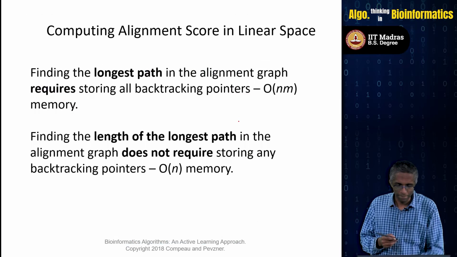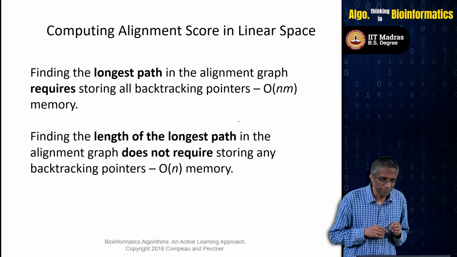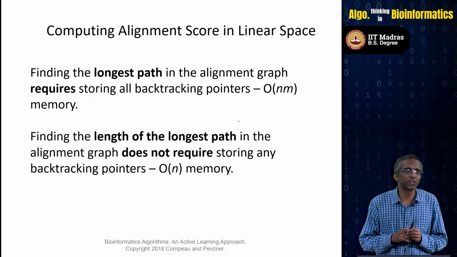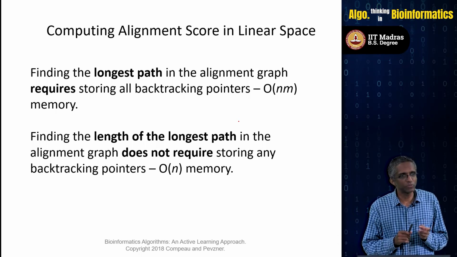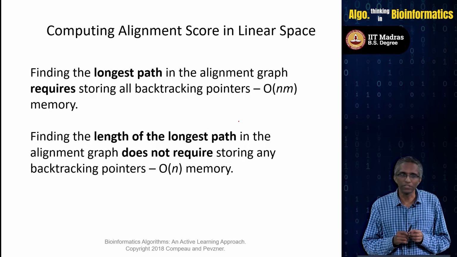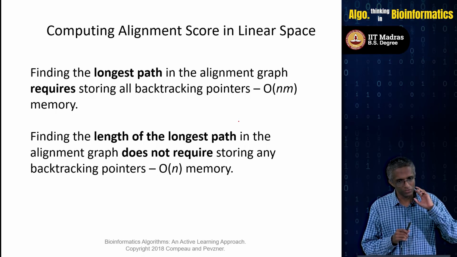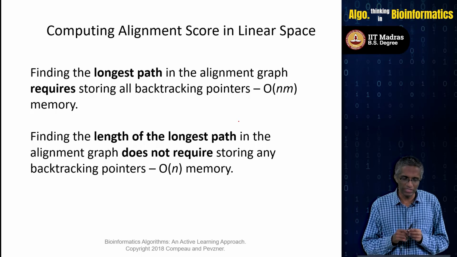And then let's review two things. Where is the space requirement of order nm coming from? That is really coming from storing all the backtracking pointers and not really from finding the score of the optimal path. Why is that?